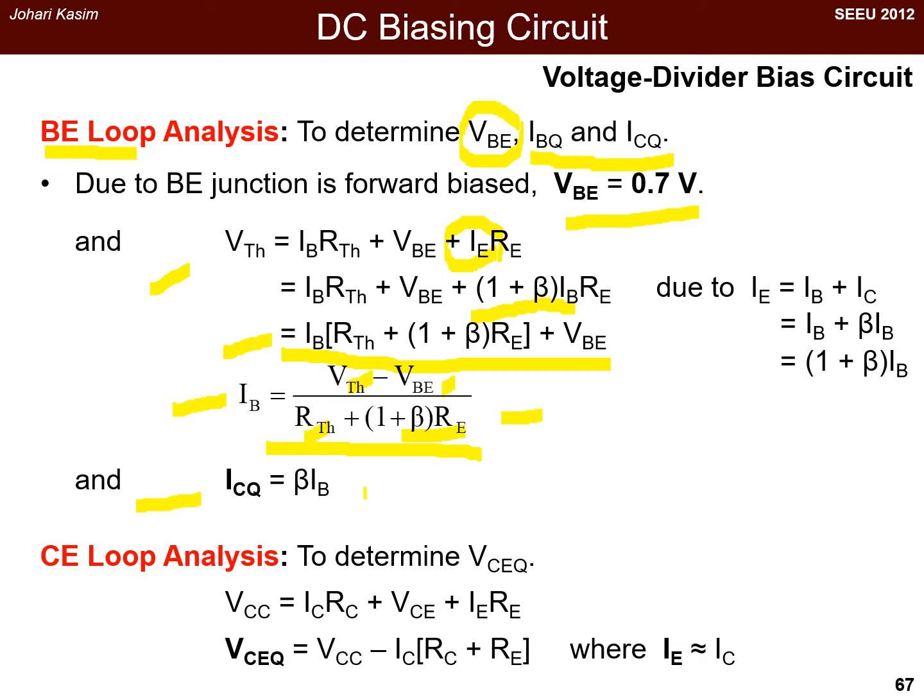the current ICQ. The CE loop is used to determine the voltage VCE, where VCC equals IC RC plus VCE plus IE RE. Then you get VCEQ equal to VCC minus IC (RC plus RE), where IE is almost the same as IC.